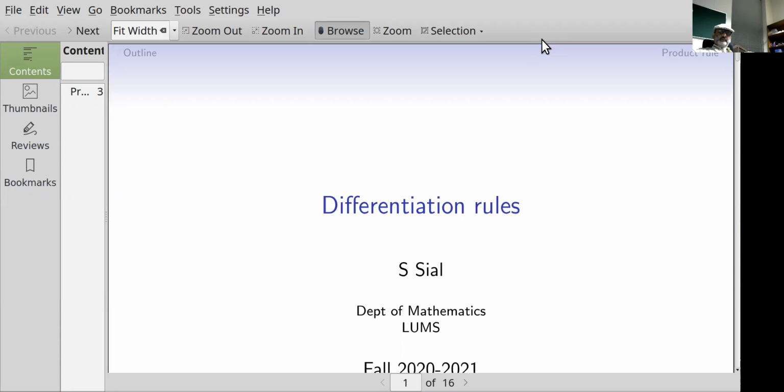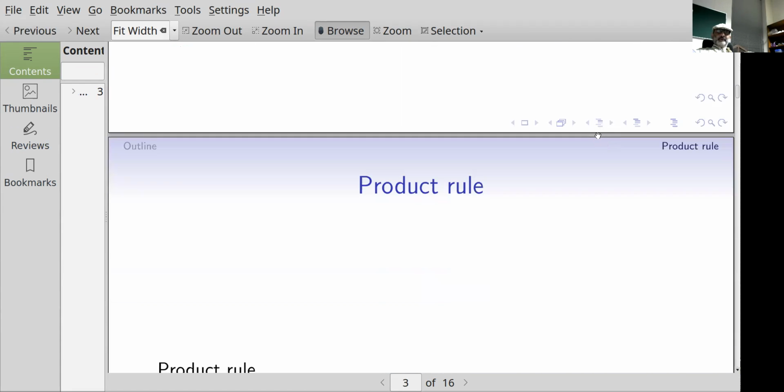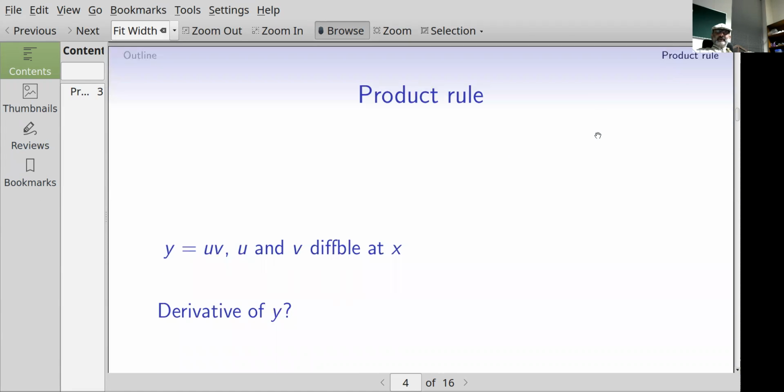In this session, we continue with our discussion of the differentiation rules, and we will cover the rule for products of functions, which is called the product rule. And so the question is, if I have u, which is differentiable at x, and a function v, which is differentiable at x, and y is the function given by the product, u times v, what is the derivative of y at x?